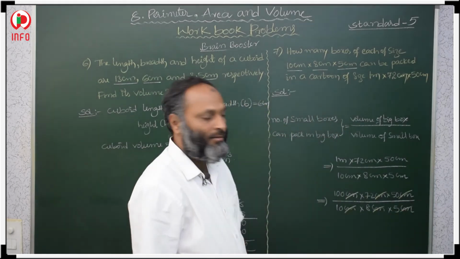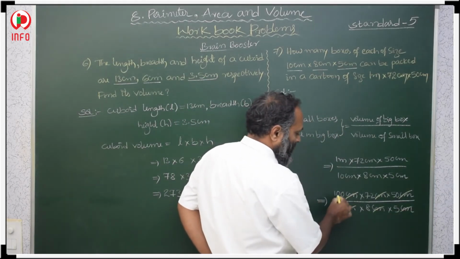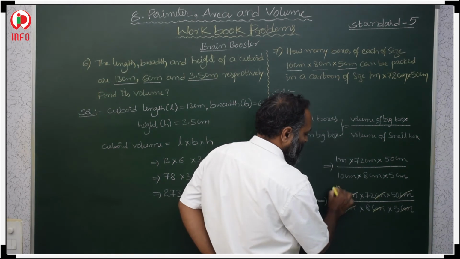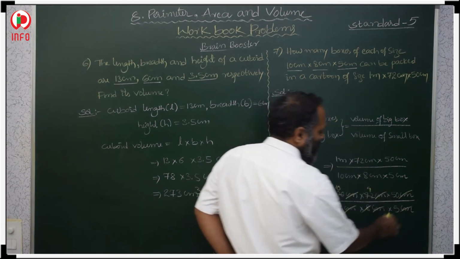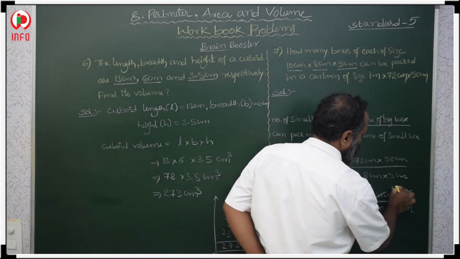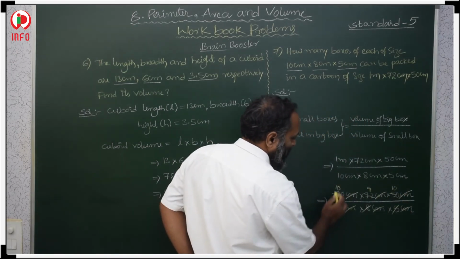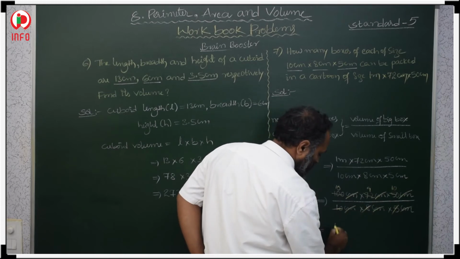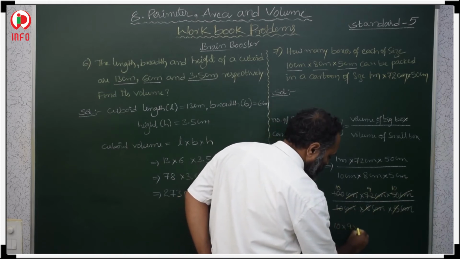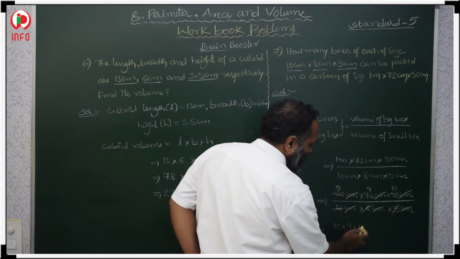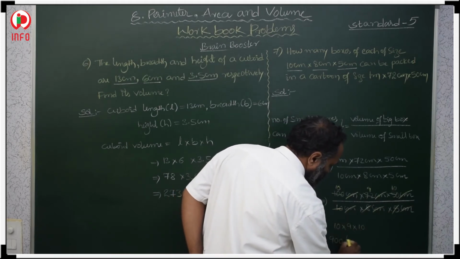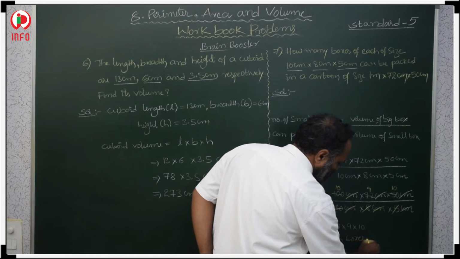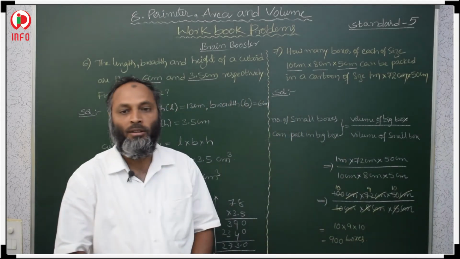Now centimeters get cancelled. Then 10 ones are 10, 10 tens are 100. 8 nines are 72. 5 tens are 50. Then what is left? 10 into 9 into 10. 10 tens are 100, 100 nines are 900. 900 boxes. We can keep 900 boxes in the big box. Okay.